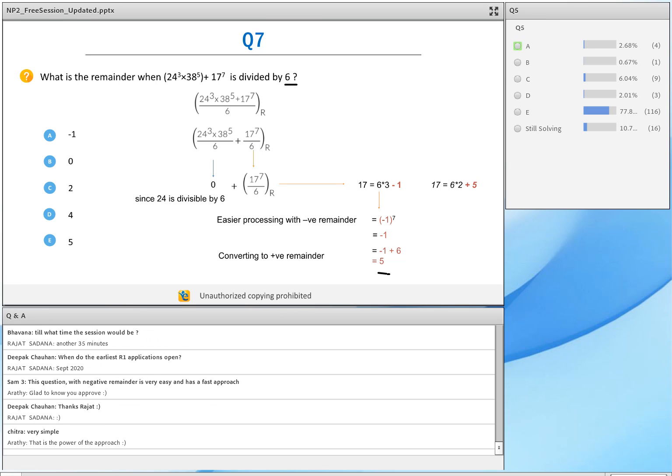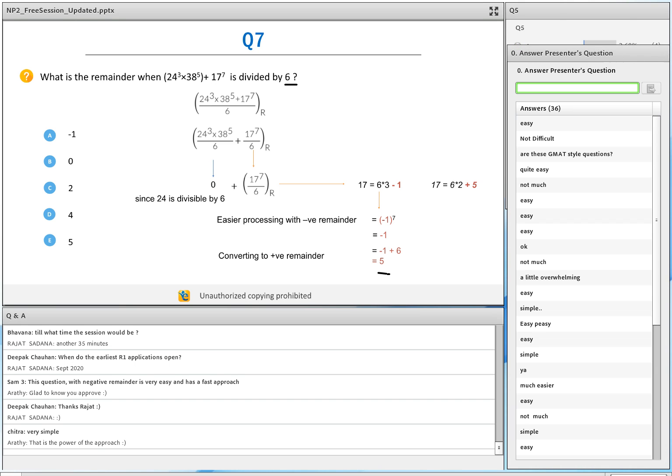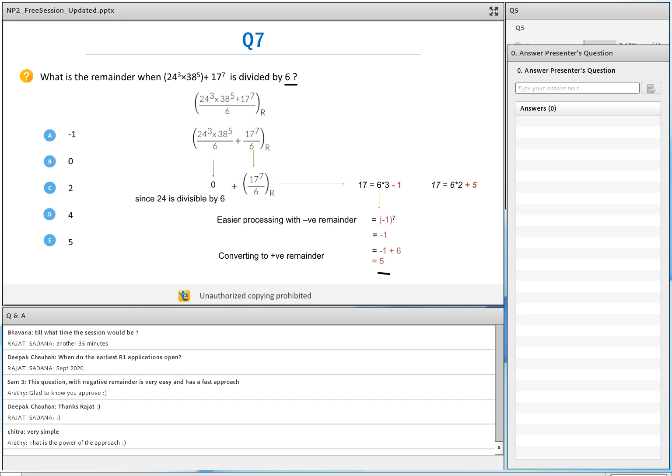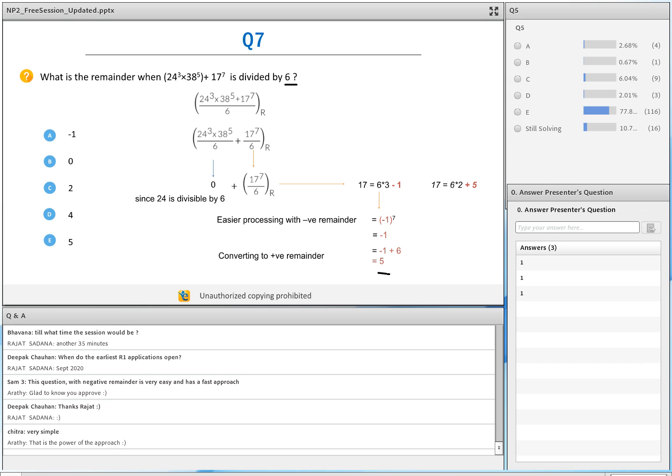Pranjal says, what if the power were 8 instead of 7? What do you think would have been the answer if the power were 8? Instead of an odd power, if this were an even power? Yes, the answer would have been plus 1. Yes, absolutely.